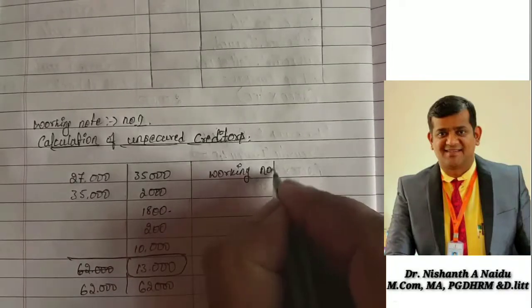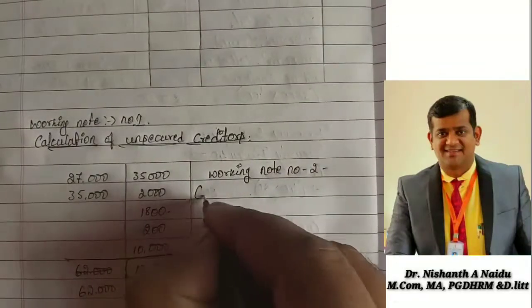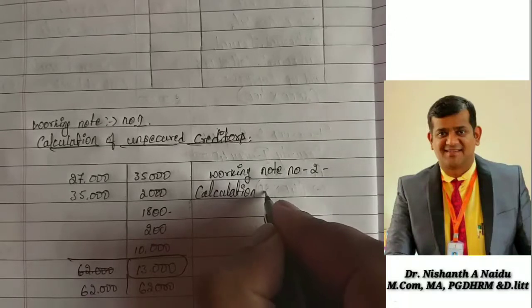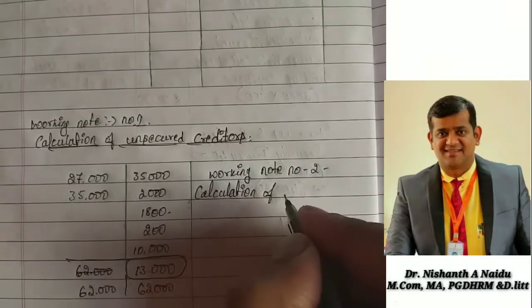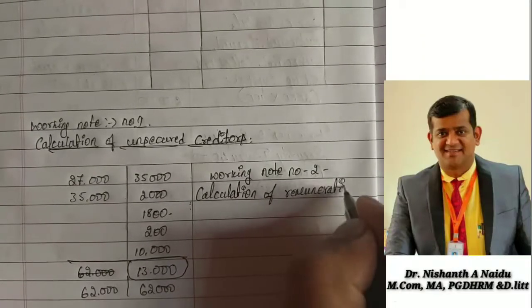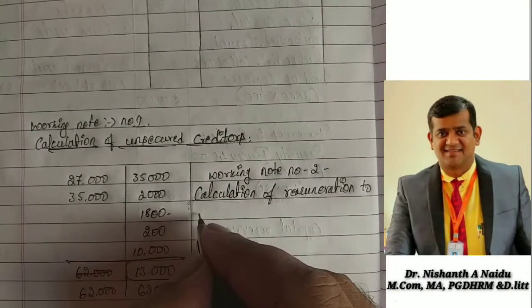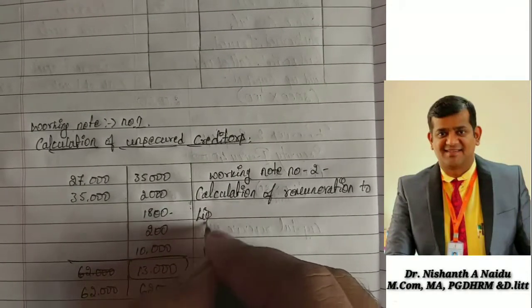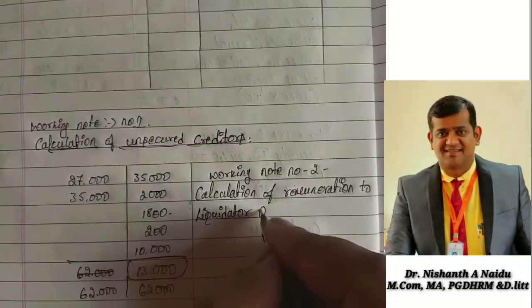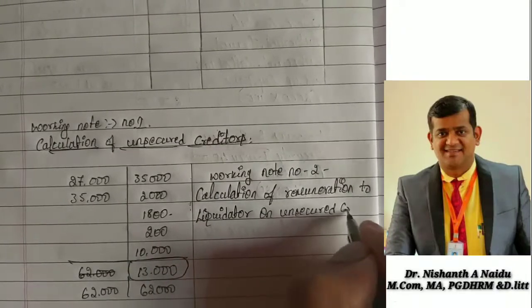Working note number 2. Calculation of remuneration to liquidator on unsecured creditors.